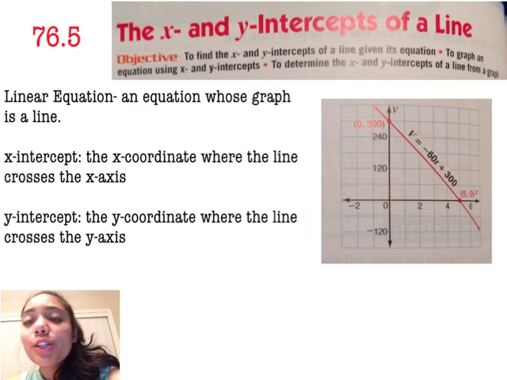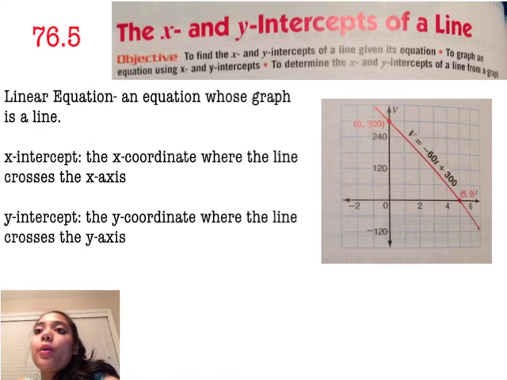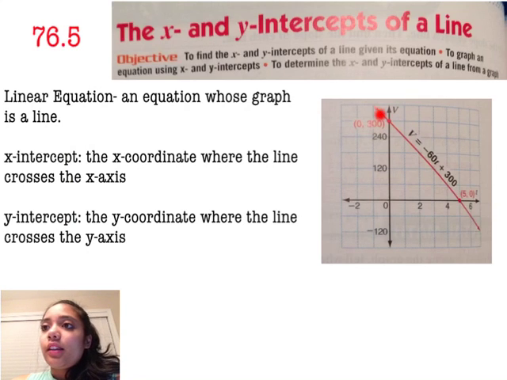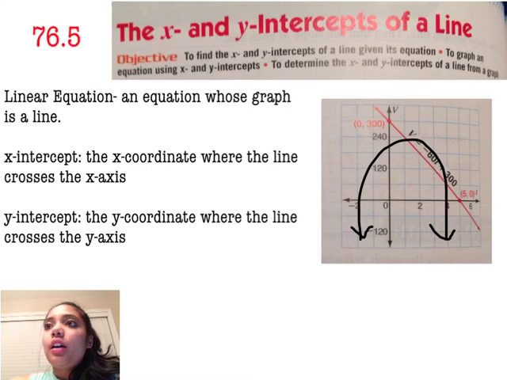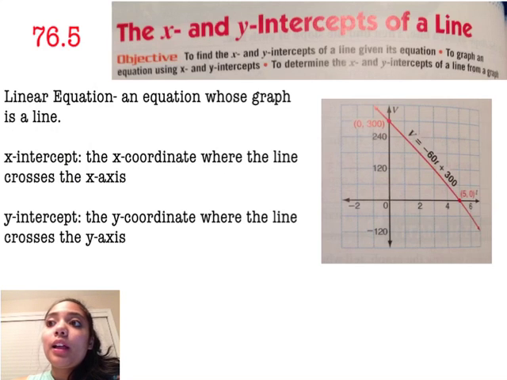Okay, so a linear equation is an equation whose graph is a line. This is an example of a linear equation. This is an example of a nonlinear equation, and that would actually be called a parabola, and you'll learn about that later. And to go back on something that we learned last week, a parabola and a linear equation are both functions.